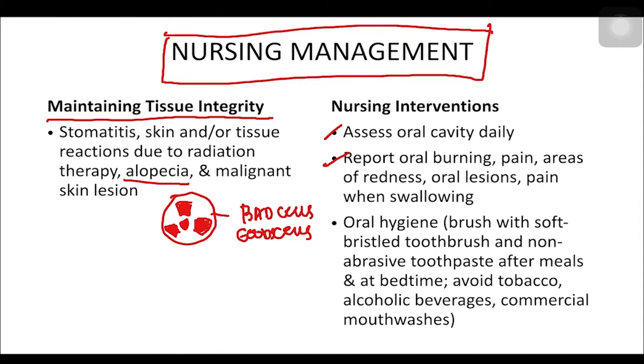Next one, provide oral hygiene. Okay, so same is true with dengue. Not that aggressive brushing. Use a brush with soft bristles. Use non-abrasive toothpaste after meals, and at bedtime. Here, it also says to avoid tobacco, alcoholic beverages, and commercial mouthwash.